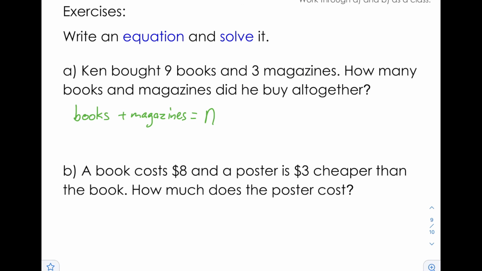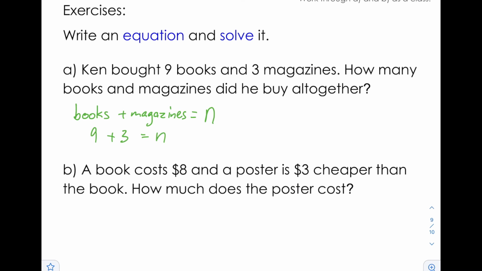So now let's fill in the numbers. We have 9 plus 3 is how many he has altogether. 9 plus 3 is equal to 12. So Ken has 12 books and magazines altogether.